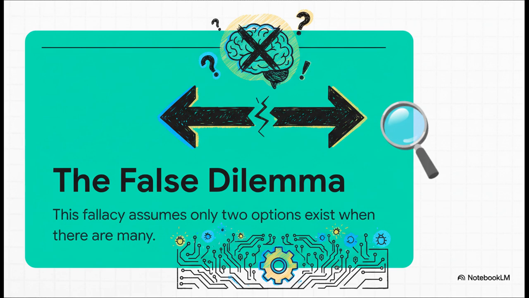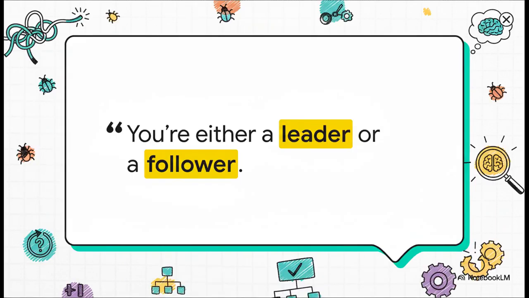This one is a classic. It's a mental trap where we oversimplify everything into a black and white, this or that choice, and we completely ignore the huge spectrum of other possibilities that are actually out there. We hear this kind of stuff all the time, don't we? You're either a leader or a follower. But stop and think about that for a second. Is that really true? Can't you be a leader on one project and then a great team member on another? Of course you can. This is a false dilemma. It's a trick to force you into a corner by hiding all the other options.